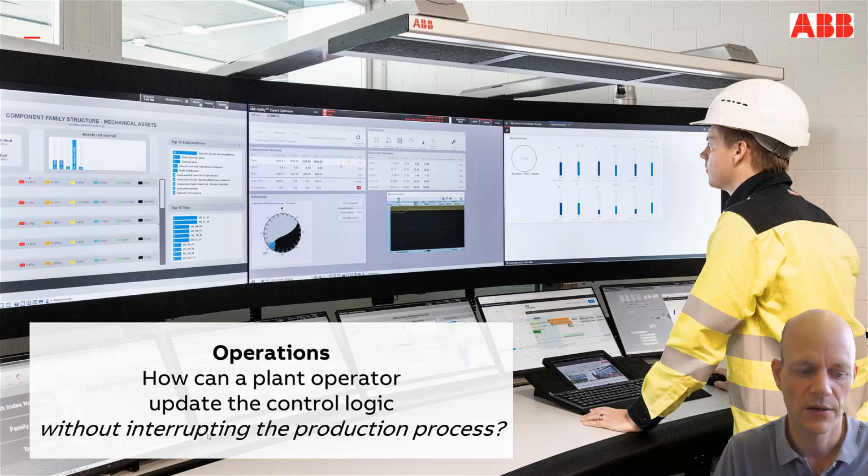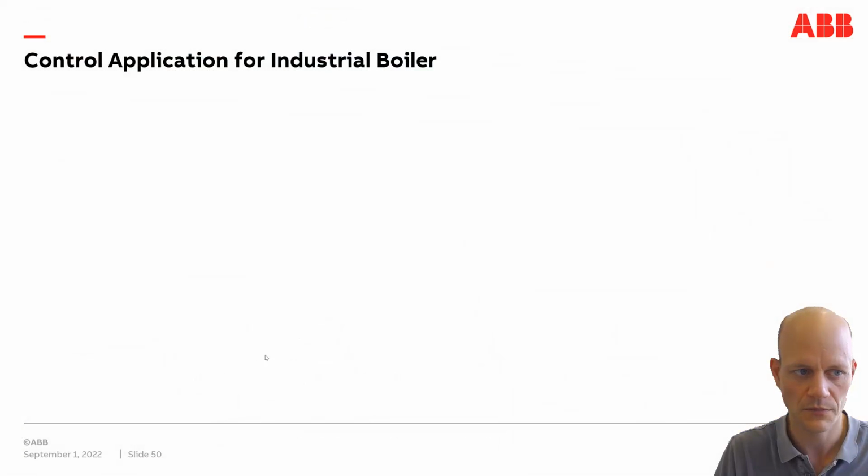Because if we have to wait until we can interrupt the production process, then it can take weeks or even months. These cycles are not so frequent, so the changes that a plant operator makes can only be transferred very infrequently. So we want to do that during runtime and without interrupting the process.